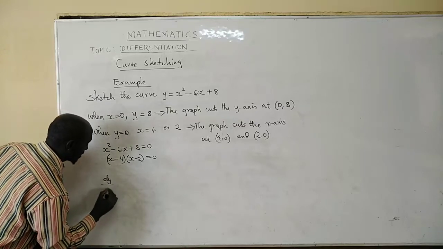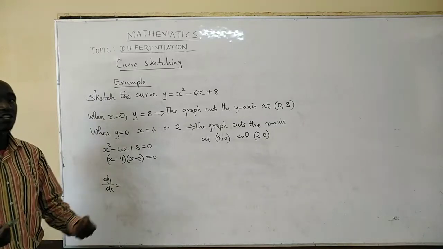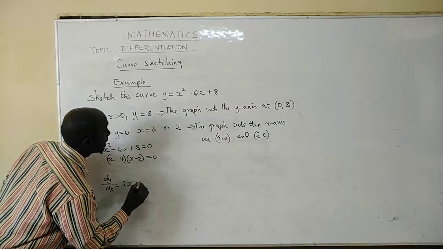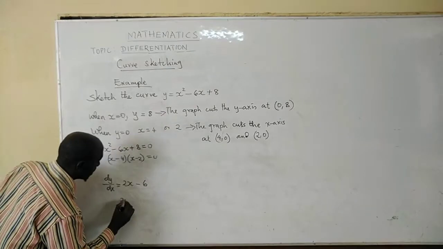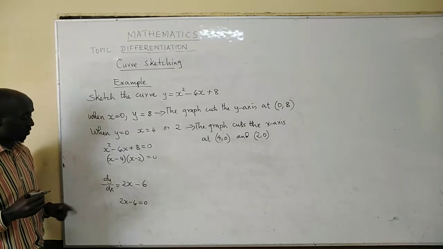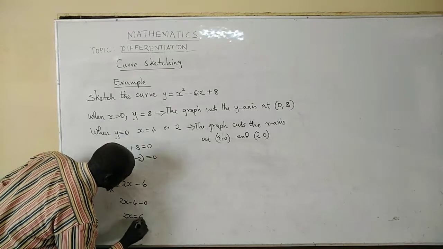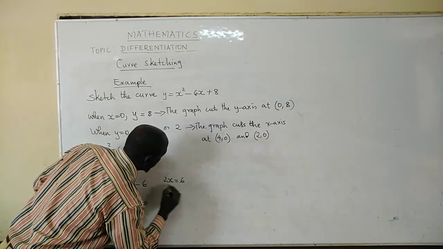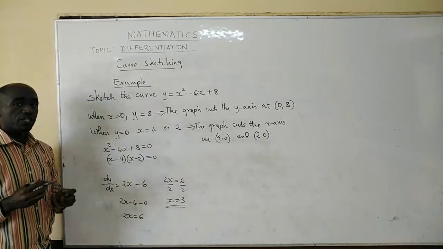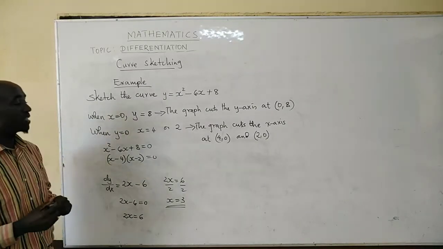We find dy/dx. For you to get the stationary point, you must find dy/dx, then equate that dy/dx to 0. So dy/dx here will be 2x minus 6. So 2x minus 6 is equal to 0, because at a stationary point dy/dx must be equal to 0. So if 2x minus 6 is equal to 0, then we shall have 2x is equal to 6. Divide both sides by 2, you will get that x is equal to 3. So it means the stationary point for this curve will be at the point where x is equal to 3.